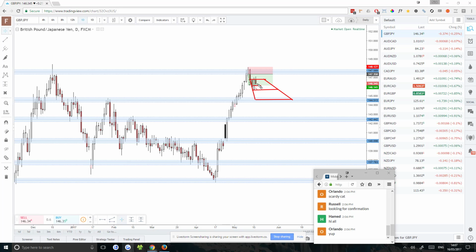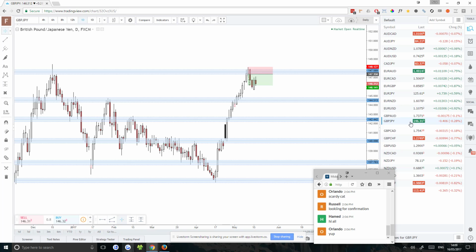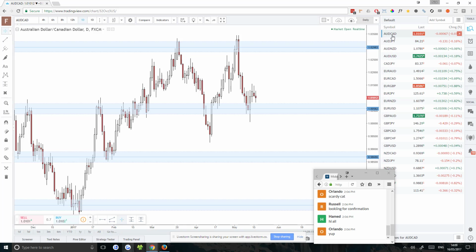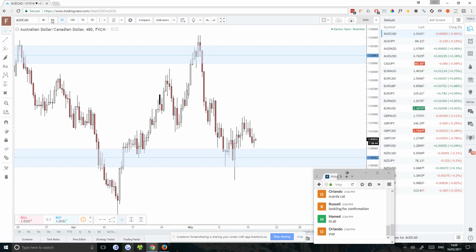Anyway, let's get back on track, guys. Let's actually do some analysis instead of talking about last week's trade. Well, one of last week's trades anyway. Let's start with AUD CAD. We'll start at the top of the list. So what's going on with AUD CAD right now?